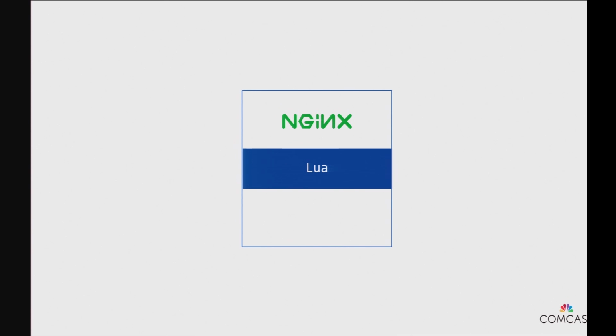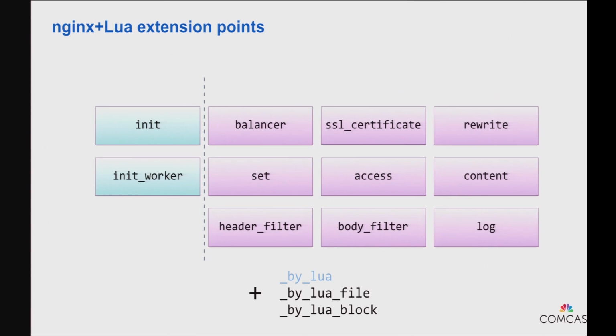What does this look like? Well, the Lua Engine X module has various extension points within it. These are directives you can put in your Nginx configuration file to inject Lua code into the request response cycle. There are two extension points that happen on startup. The Nginx server starts up, it forks its workers, and those workers initialize. So those two, init and init worker.